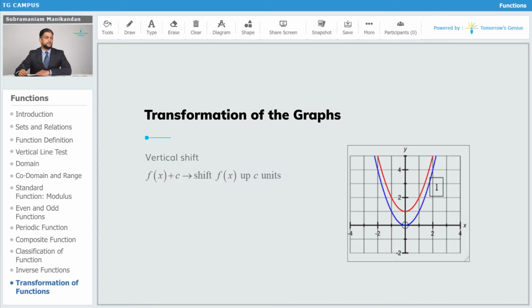Suppose we have a function y is equal to f(x). Then f(x) plus c, where c is a positive number, will shift the graph c units upwards, because that is where you need the graph of the function to be so that the values match, right? So therefore f(x) plus c involves shifting the graph c units upwards.